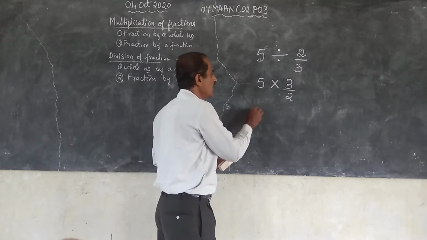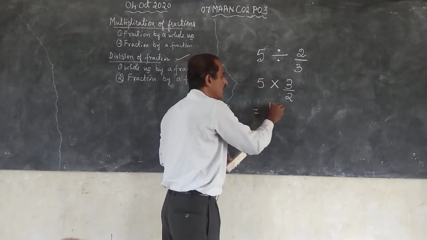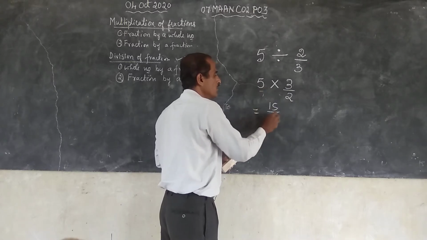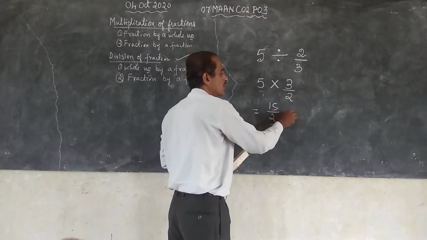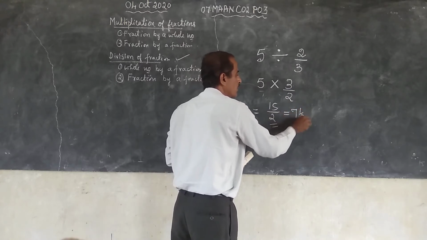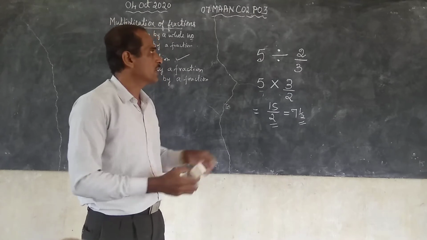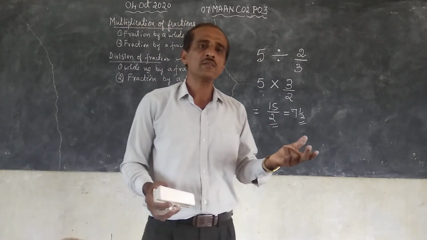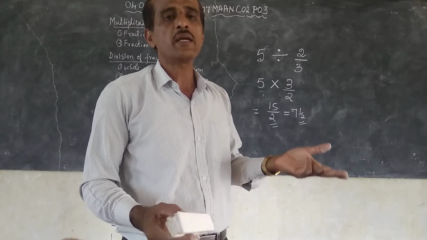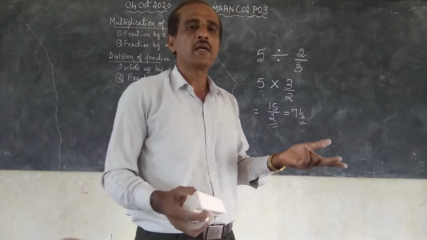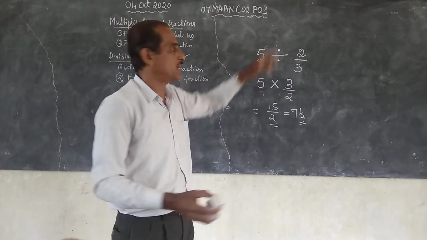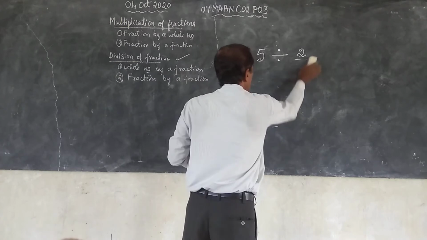So what is the answer now? As it is multiplication. 5 3s are 15. Denominator 2. Because here 1 into 2 is 2. So 15 by 2 is the answer. 15 by 2 means how much? 15 by 2 means 7 1 by 2. So this is the answer. Okay. So division of fraction means it is multiplication just by writing the reciprocal of the divisor. Okay. Another problem you will see.